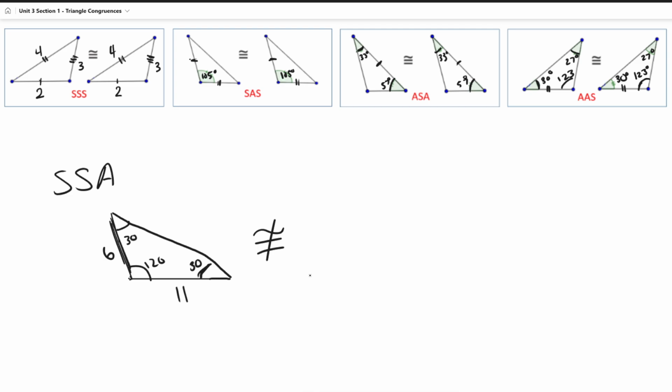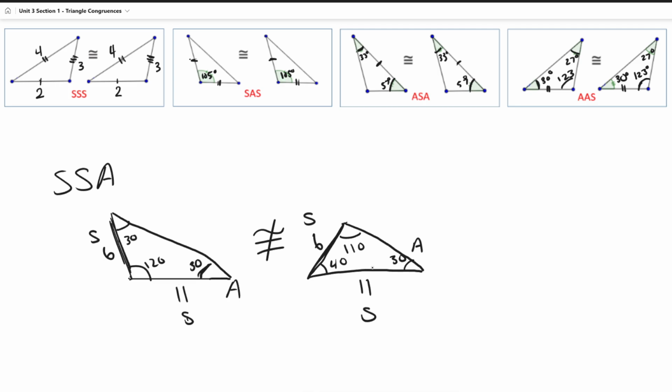And then we have another triangle where this angle is shorter than that. 11, 6, this is 30. This one will also be, we'll say this is like 40 or something, whatever. 70, and then this would be 110. So you see, even though I have this side, side, and angle, these triangles are not congruent.